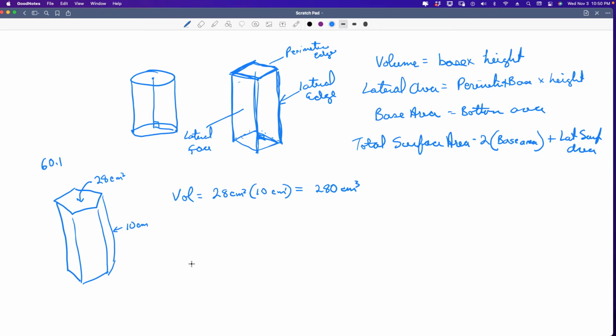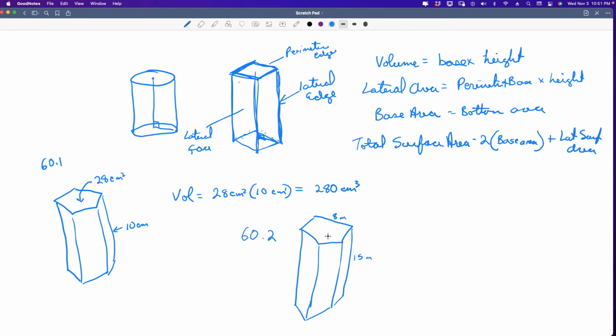All right, so now we have 60.2. Let's do 60.2 here. We are told that we need to find the lateral surface area of a right prism whose bases are regular pentagons. So similar to this, it's a regular pentagon. I promise you they're all the same length because it's regular. Now, each one of these is 8. Each side is 8, and the height is 15, and this is meters.